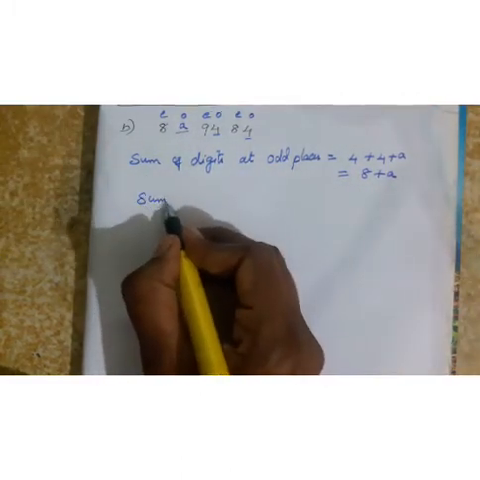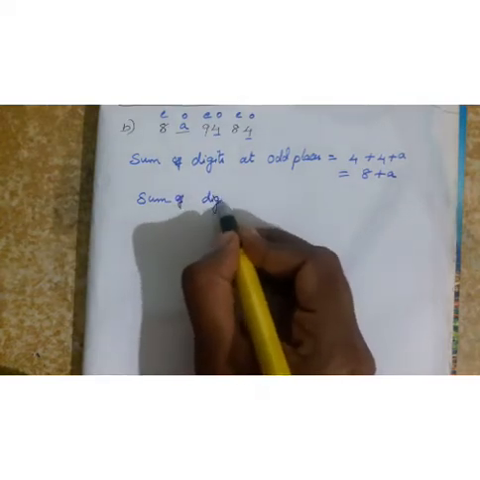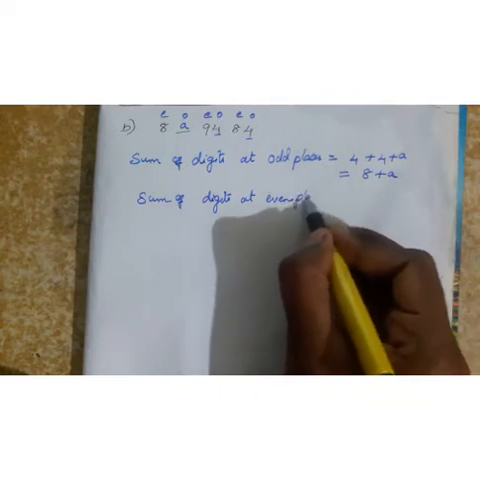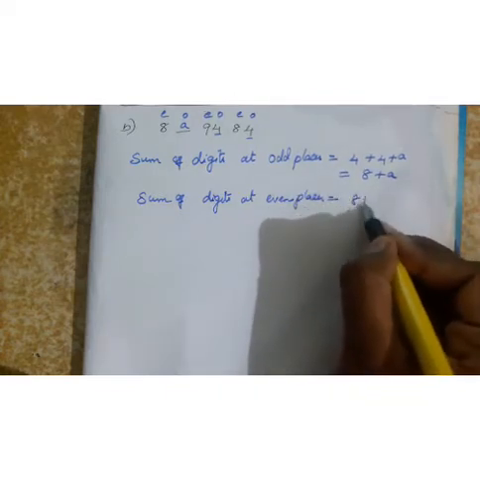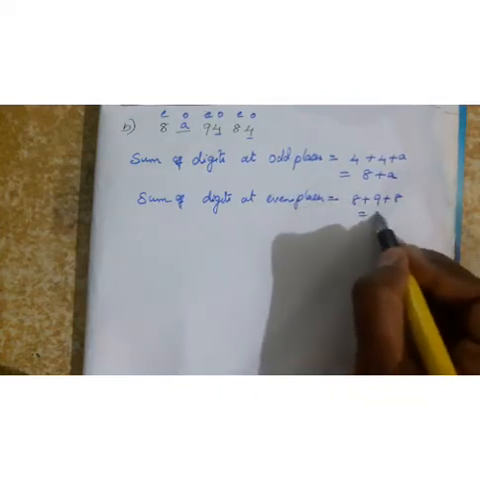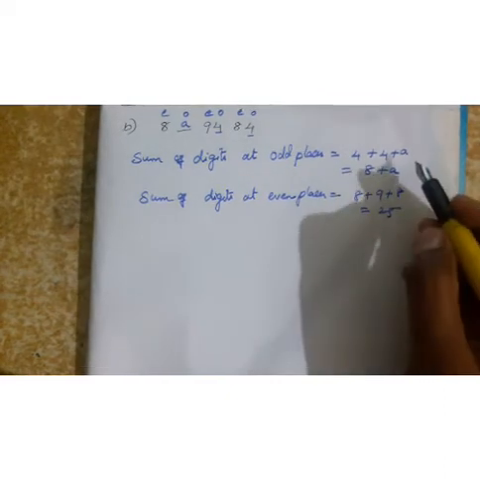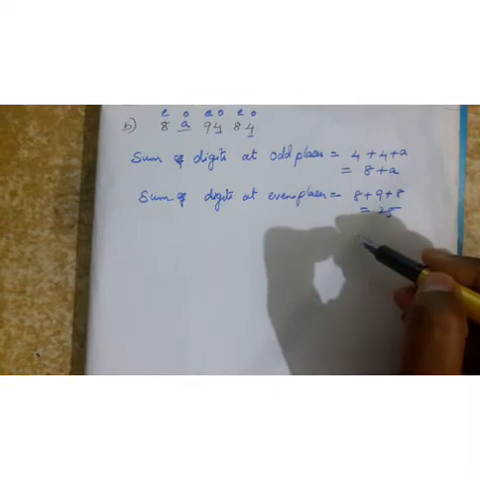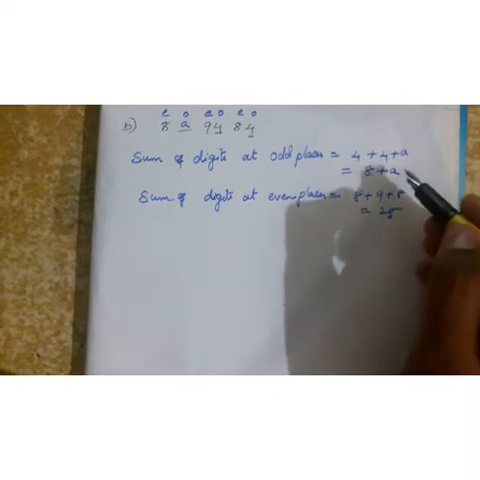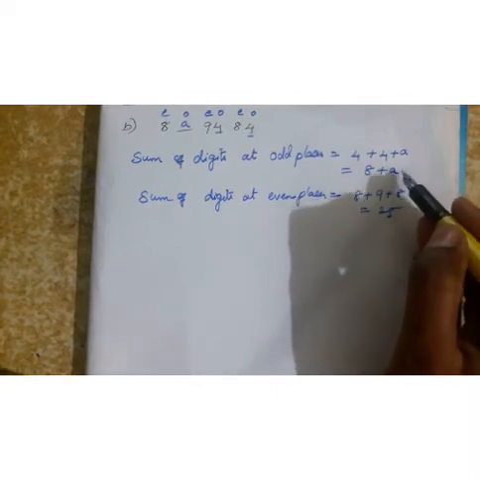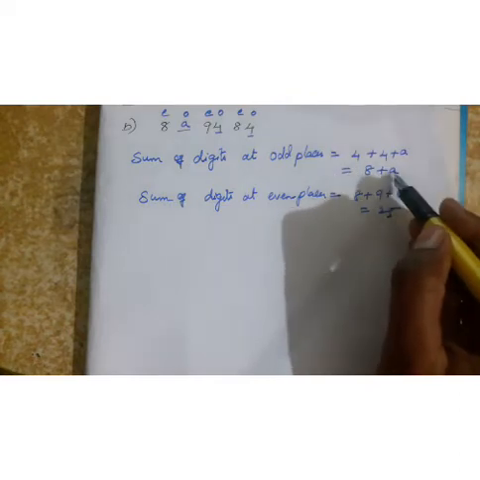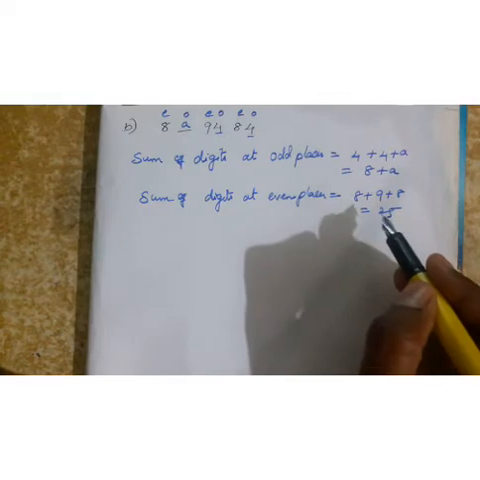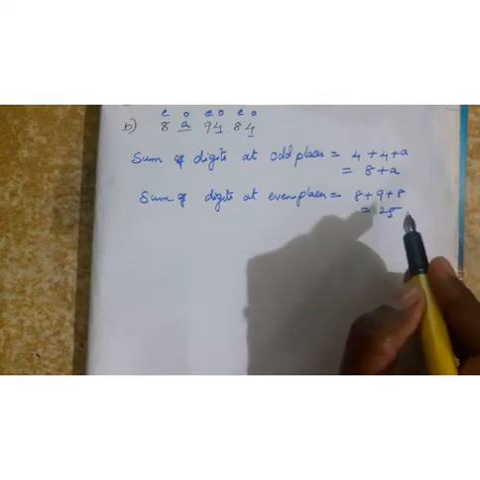Sum of digits at even places equal to 8 plus 9 plus 8 is equal to 25. Now find the difference between sum of digits at odd places and sum of digits at even places. So if we take A equal to 0, we get 8 plus 0, 8. 25 minus 8, we get 17. But 17 is not divisible by 11.